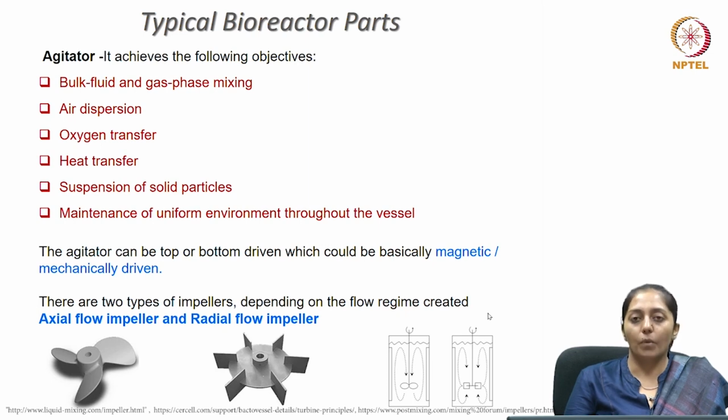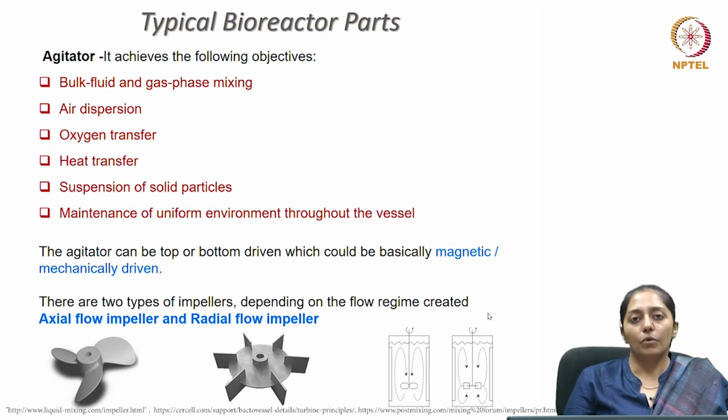Agitators can be top or bottom driven. Generally, you will find magnetically driven impellers or mechanically driven impellers. These days, mostly magnetically driven impellers are used because they can avoid contamination due to leakage in the shaft seals. So, here on the slides, two types of impellers have been shown. One provides axial flow and the other provides radial mixing. Both these flows have different purposes and both these kinds of flows are sometimes required for the fermentation.